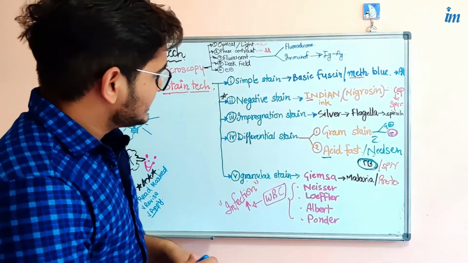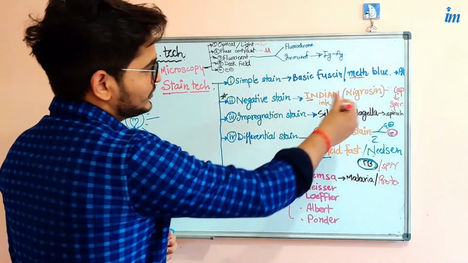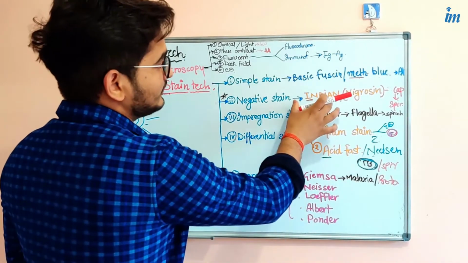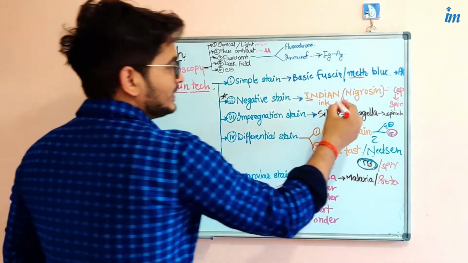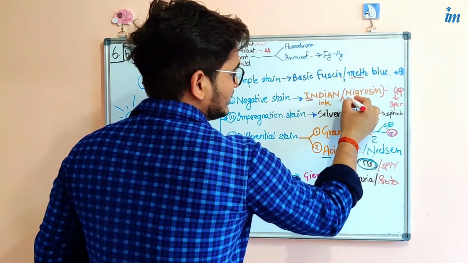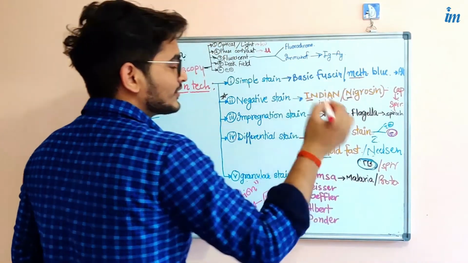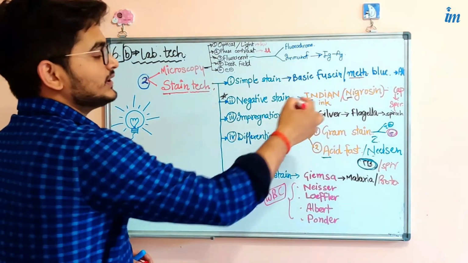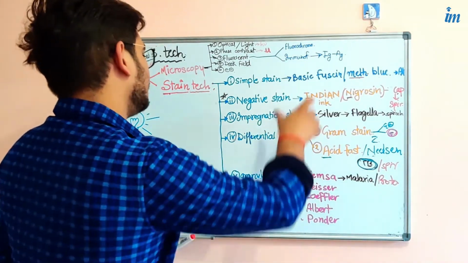Negative stain is very famous in the NEET PG examination, and they most often ask with the name of either India ink or nigrosin. I will request you to keep in mind nigrosin. Most often they ask about nigrosin in the questions asked in the NEET PG and USMLE pattern. But in the FMGE examination, there was a question with the name of India ink.